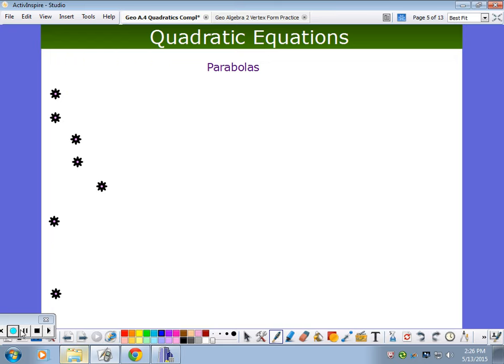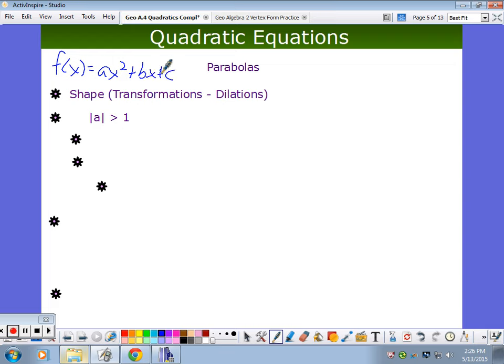So what else? There are other transformations that can take place, dilations. So if you have, and again I'm working with f of x equals ax squared plus bx plus c, talking about this a. Now what do these lines mean?